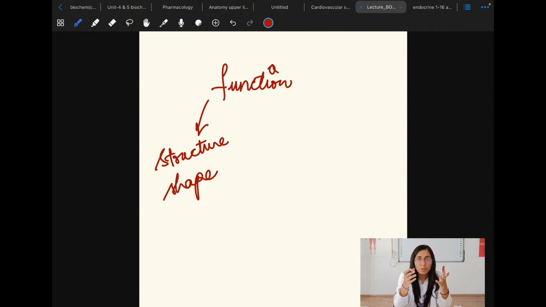The tendon, we know, is a structure that connects the bones with the muscles, and the ligament is a structure that connects a bone to another bone.